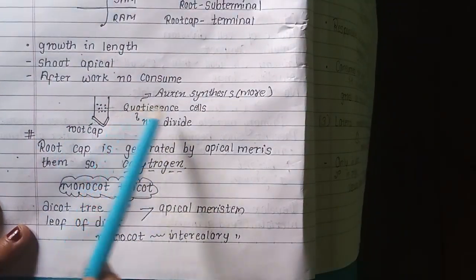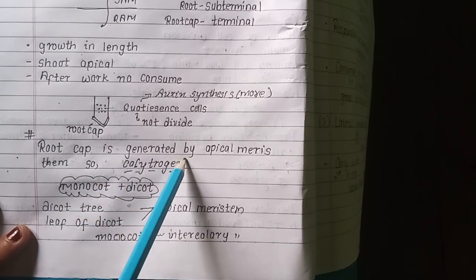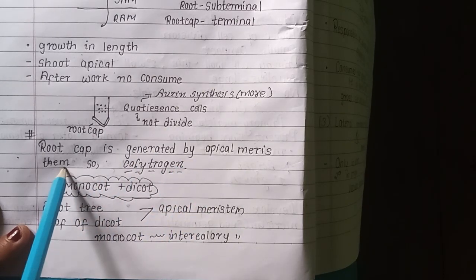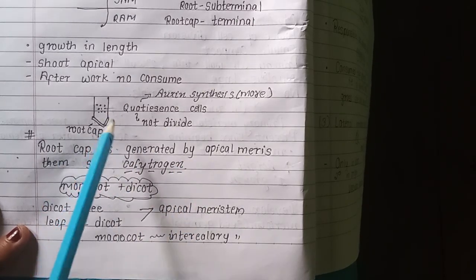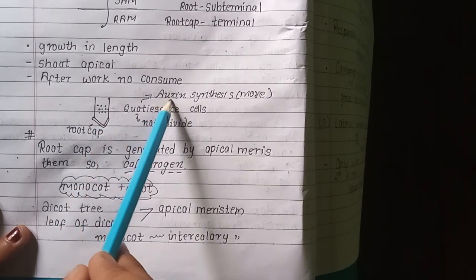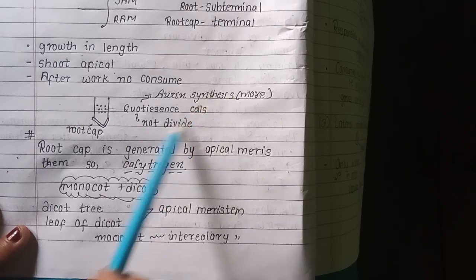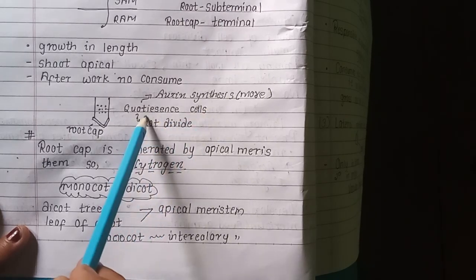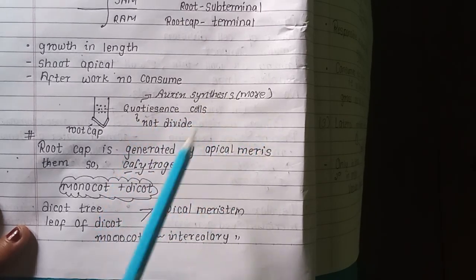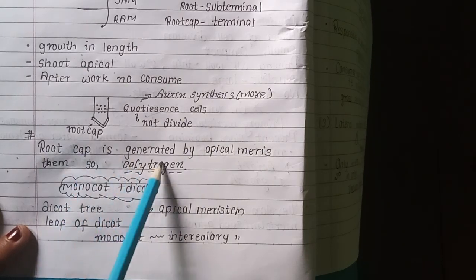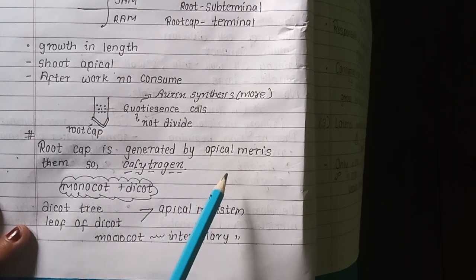This is a quiescent cell. The root cap is generated by the apical meristematic. Quiescent cell helps in the oxygen synthesis. More oxygen is synthesized by the quiescent cell, which is a non-dividing cell. The root cap is generated by the apical meristematic.